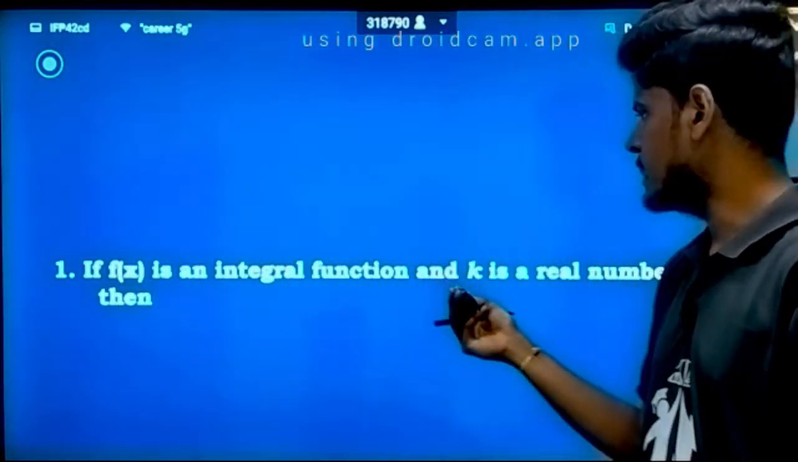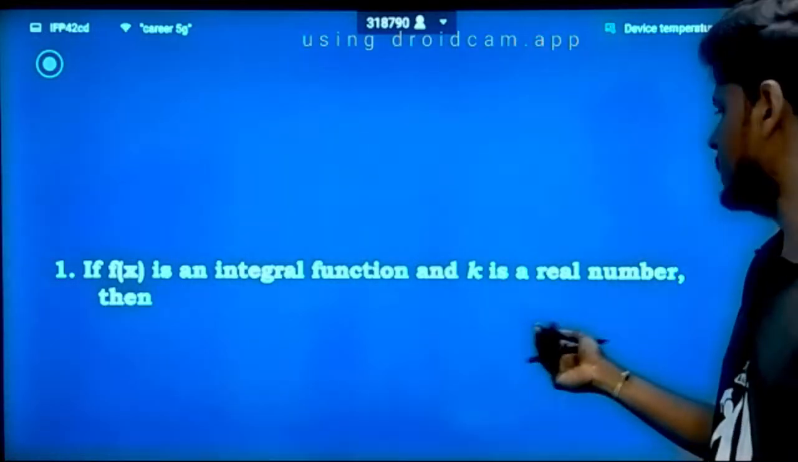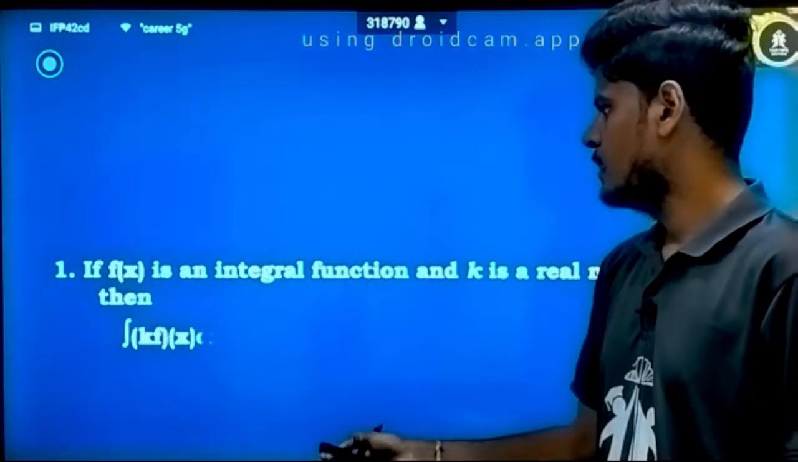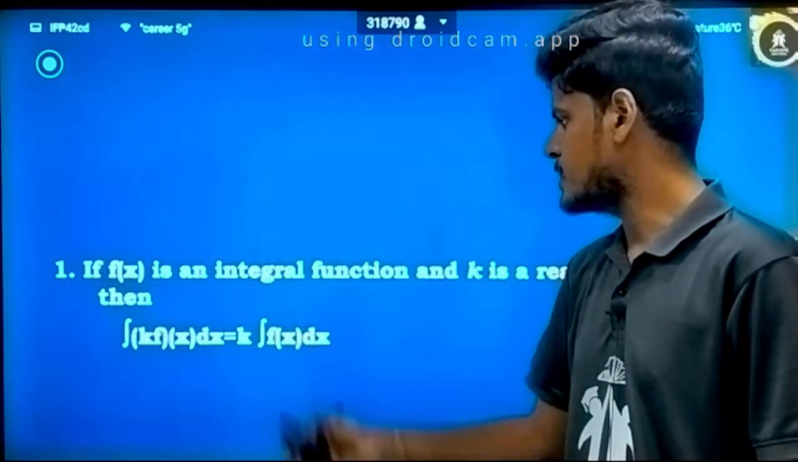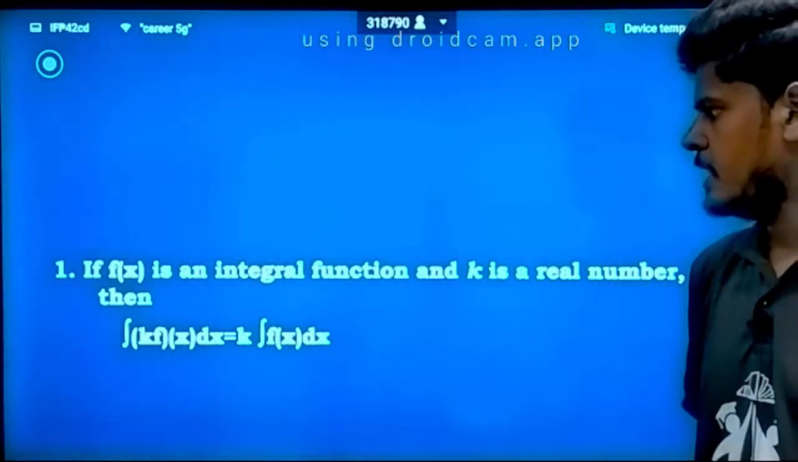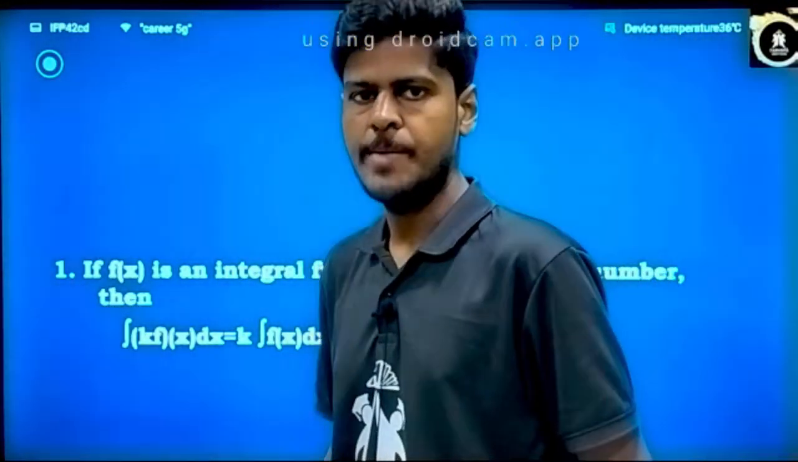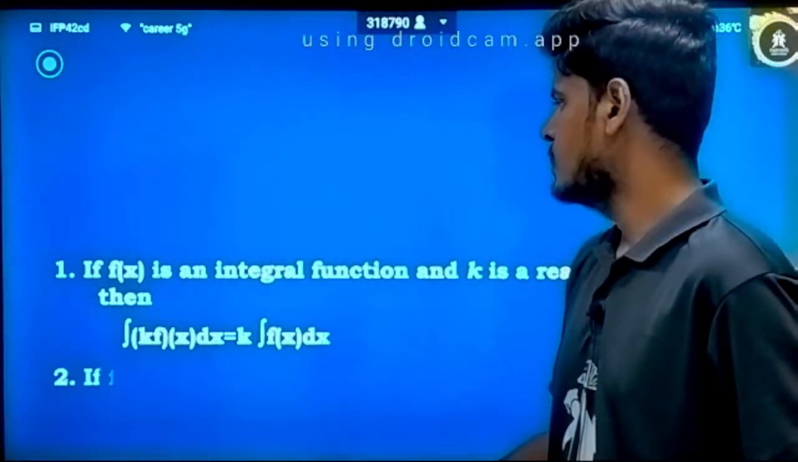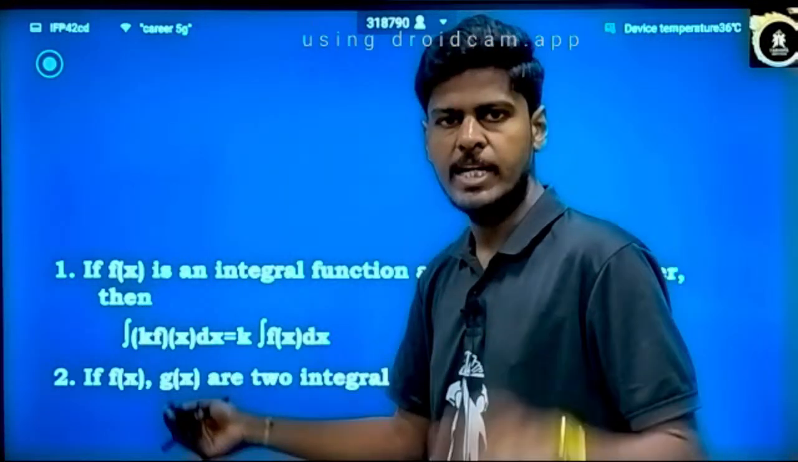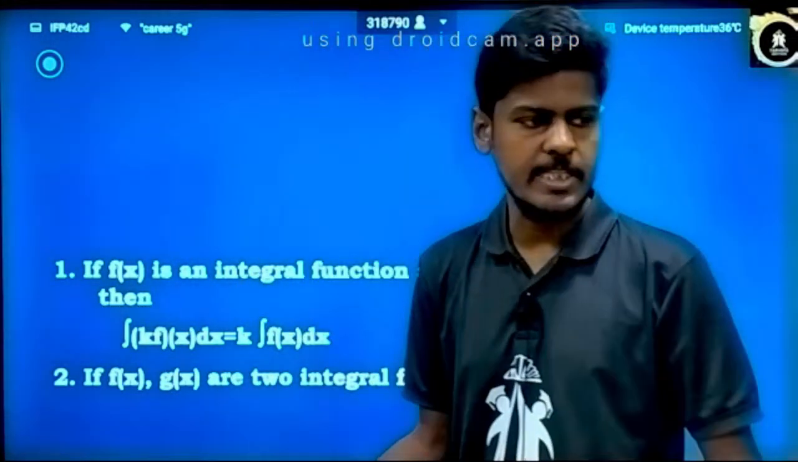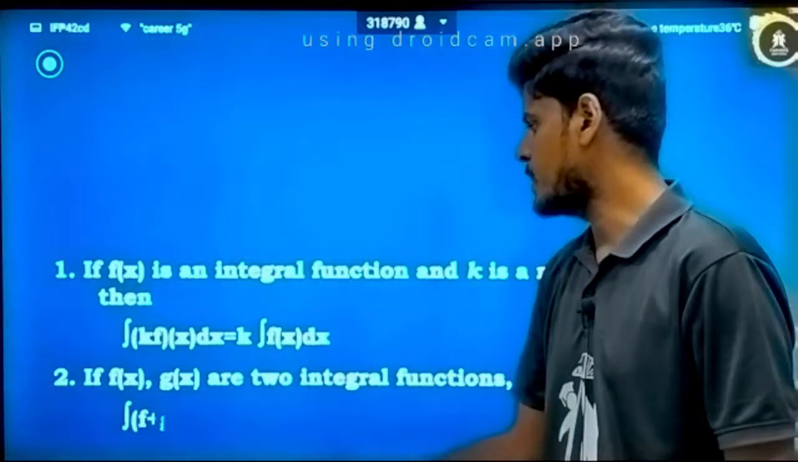If f of x is the integral function and k is a real number, then integral of k times f of x is k into integral f of x. These are the properties of integration. When we have a scalar multiplied with a function, we can take the scalar outside. That is the first property.